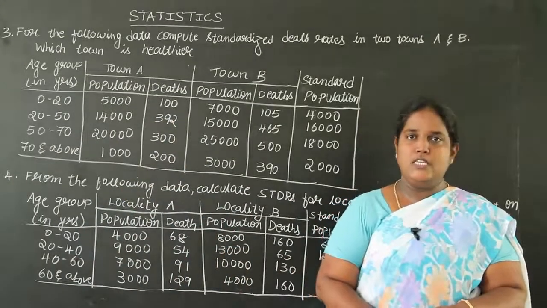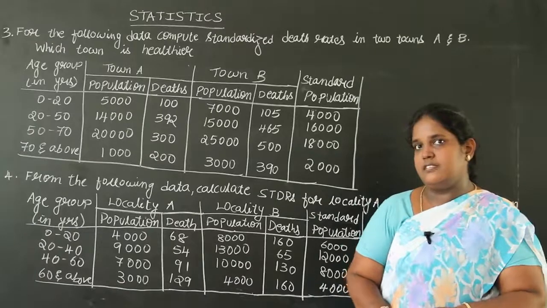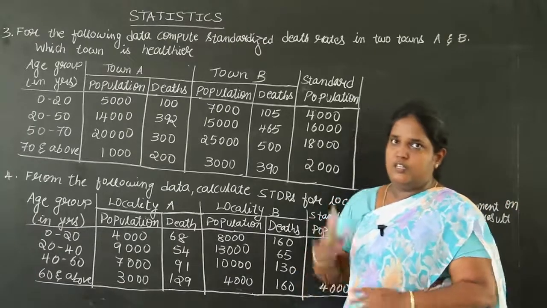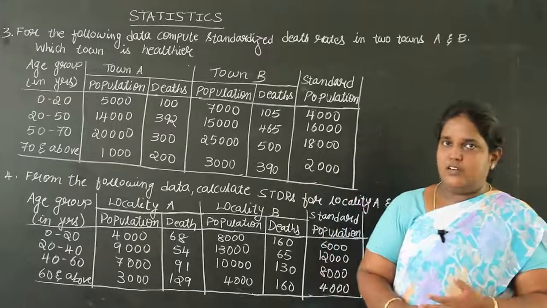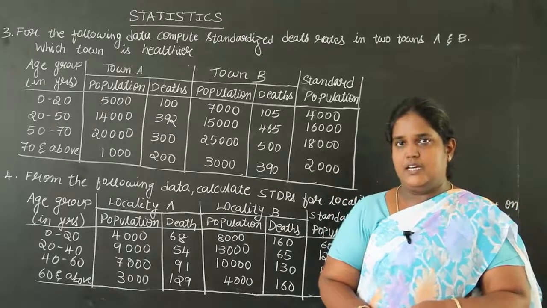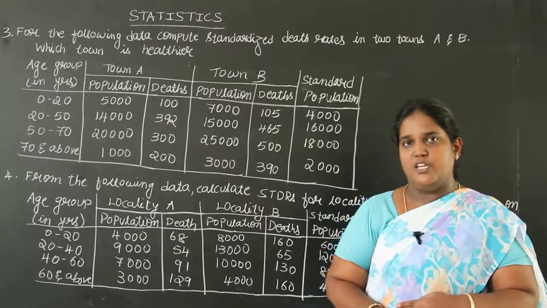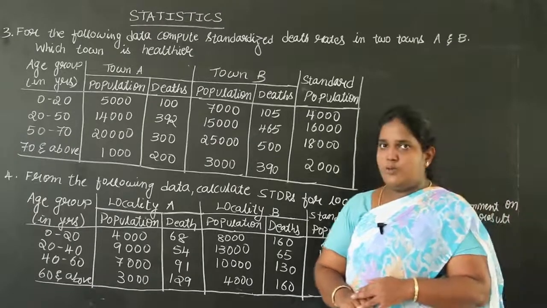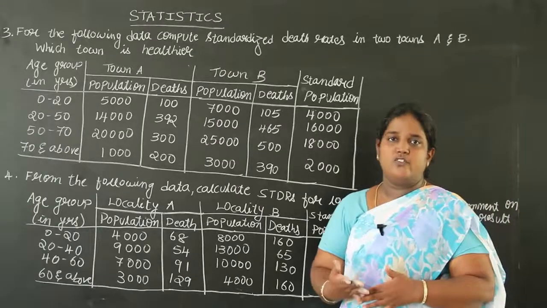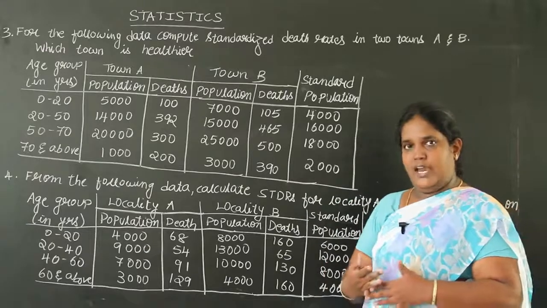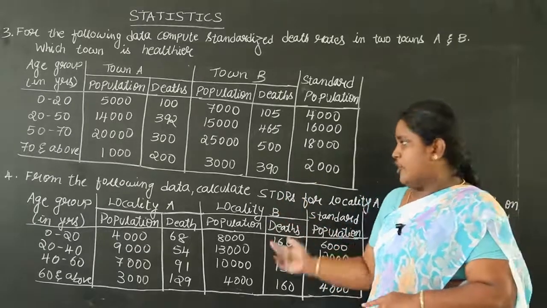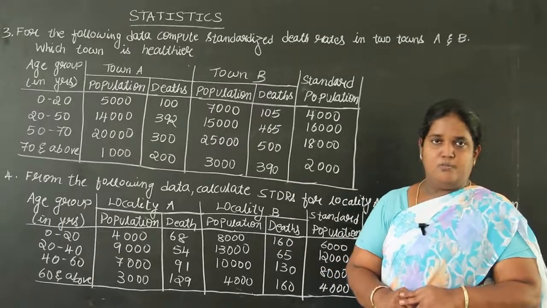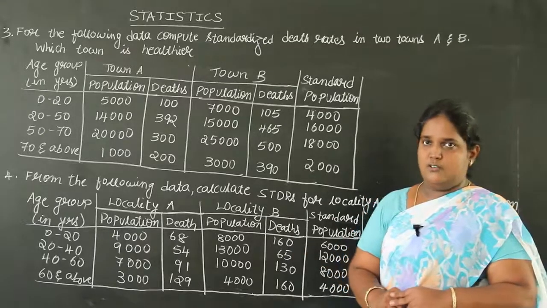Okay students, take these two problems as an assignment. Since this method is very important, I have given two questions. So you have to work them out in the same manner as I have done. First find out ASDR, then multiply with the standard population, do the total of the standard population and the multiplication of PA and PB, add that, divide, and find out which particular town or locality is healthier. You will be having this for the 10 marks questions.